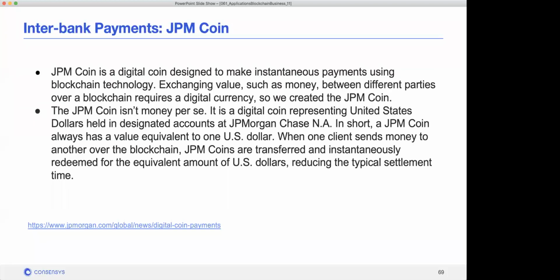There's also the JP Morgan coin. JP Morgan have released a currency, essentially, that allows you to exchange value. This one's just on a consortium blockchain. What it's allowing is you to transact money between accounts, between other banks, so you can essentially do interbank settlement far quicker than you otherwise would.